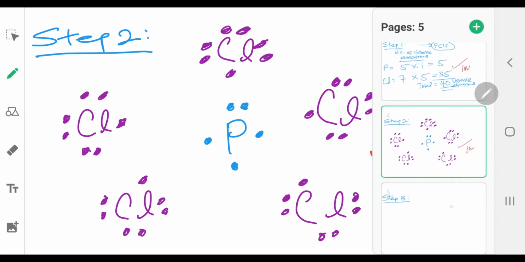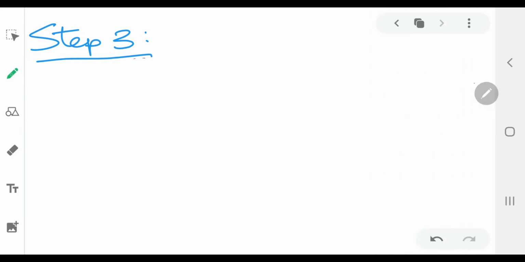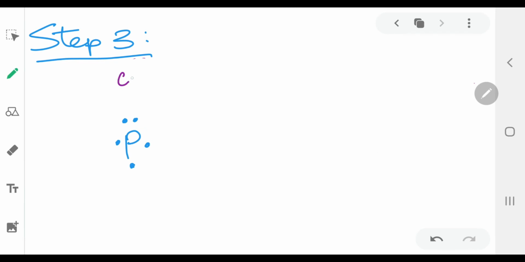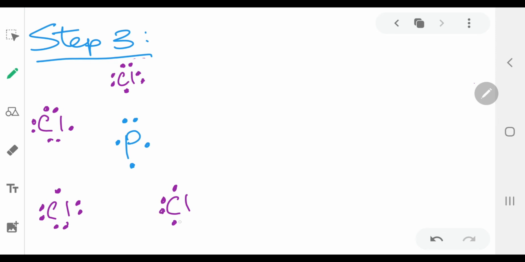So when you look at step 3, when you want to draw the bonding pair, okay, and you have 1 here.